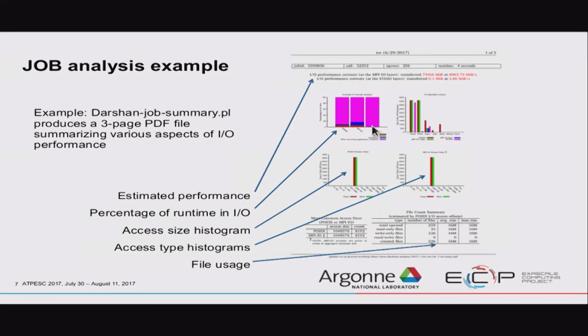It has some graphs showing you what percentage of your runtime was spent doing I/O. So those are the two first things you want to look at. Was my I/O fast or slow relative to what you expected? But even more importantly, was it a significant part of your runtime?